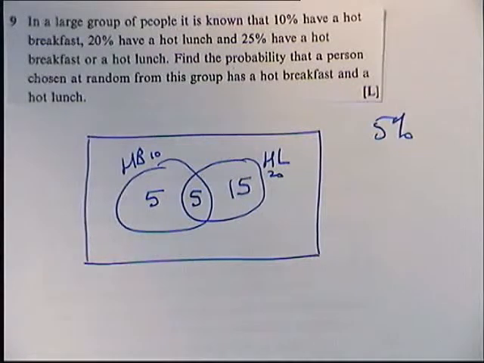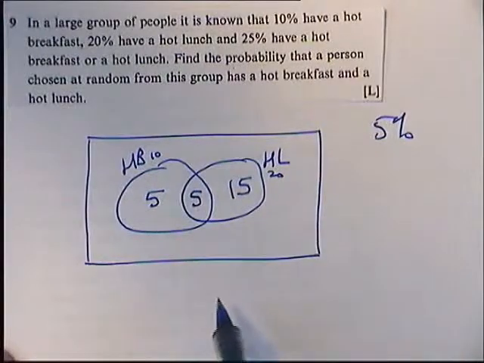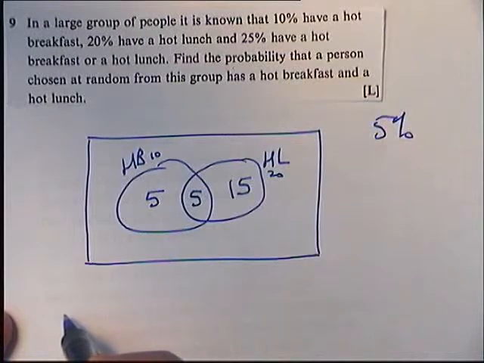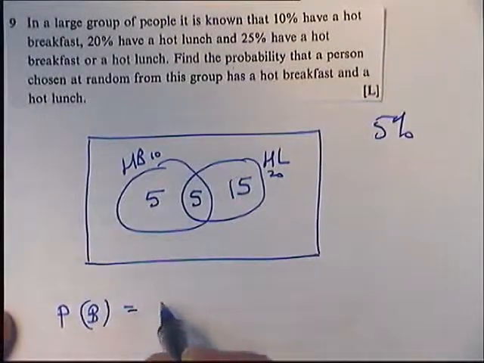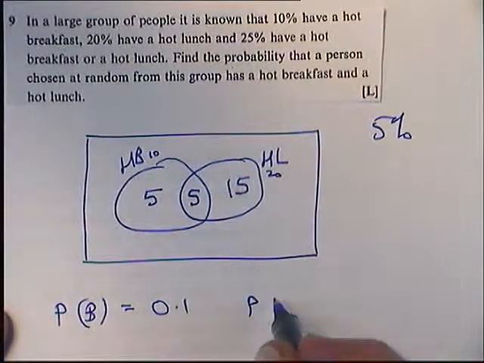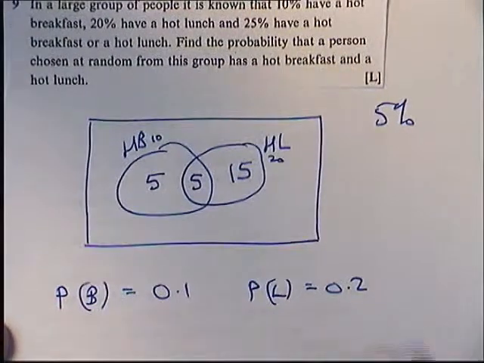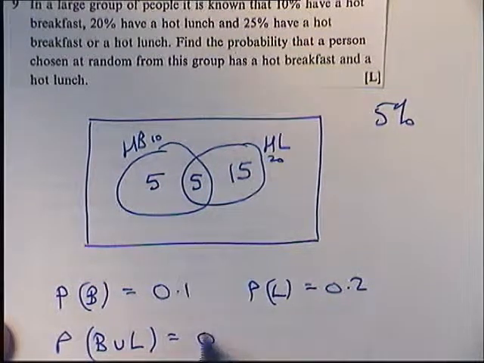If you can't just see that and want to do it another way, let's just write down, using a bit of probability notation, the information we've got in the question. I'm just going to use B for breakfast and L for lunch. The probability of a breakfast is 10%, so that's 0.1. It told us the probability of people having a lunch is 20%, that's 0.2. It told us the probability they have breakfast or lunch, and or is the union, that U symbol, was 0.25.